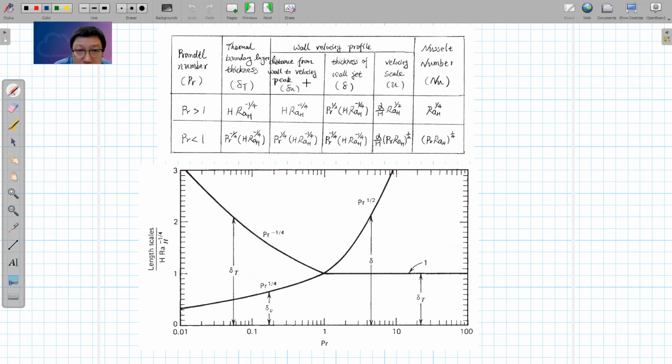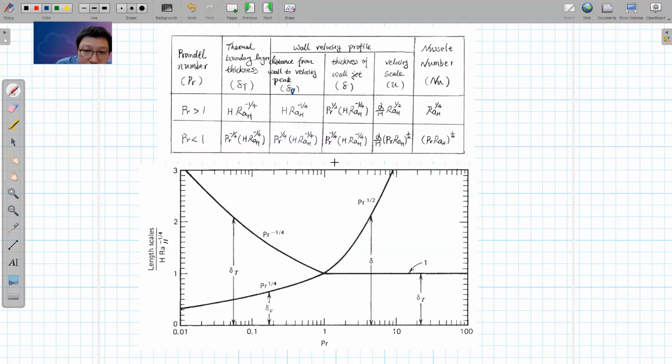And this is the distance from the wall to the velocity peak. This is delta V, not delta U, this small delta V which we introduced before. And this is the thickness of the velocity field, the velocity boundary layer, delta. And this is the maximum of the induced velocity, U, and this is the Nusselt number. So you can see that for Prandtl number larger than 1, it's basically the combination of H and the Rayleigh number. And for Prandtl number smaller than 1, comparing to here, you need an additional Prandtl number here.